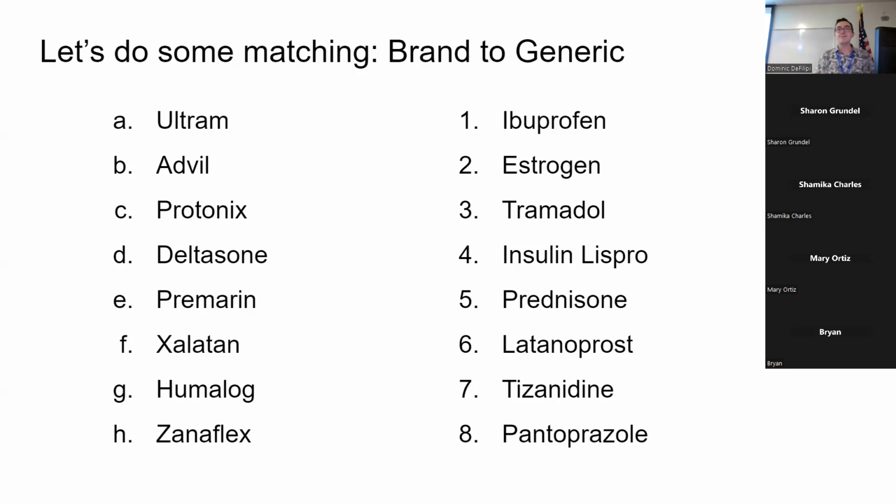G to 4, very nice. I already got G to 4. So what is G? Yep, Humalog, insulin Lispro. So perfect, already got that. So insulin Lispro, the way I remember it, so Humalog, it's your rapid acting insulin, so it's the one that you would take before meals.